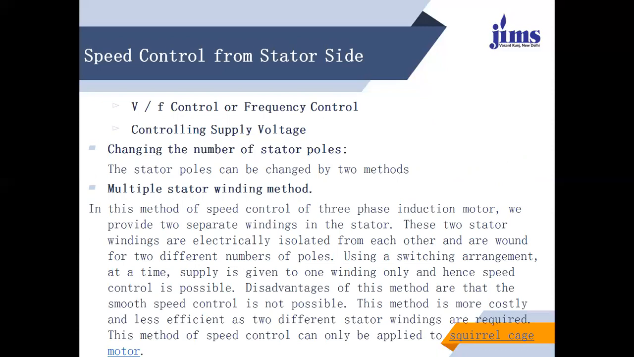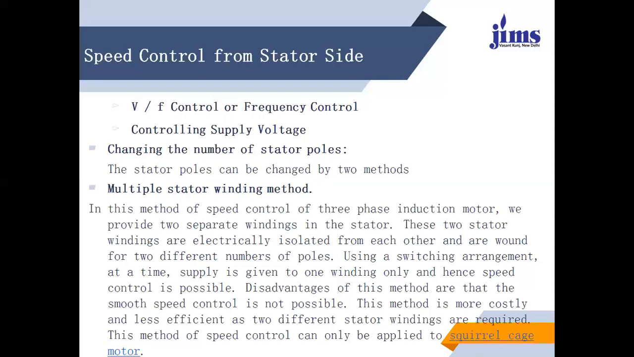First is the multiple stator winding method. In this method of speed control of three-phase induction motor, we provide two separate windings in the stator. These two stator windings are electrically isolated from each other and are wound for two different numbers of poles using a switching arrangement. At a time, supply is given to one winding only, and hence speed control is possible.